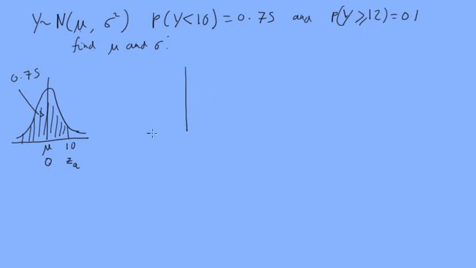Now, I'm going to redo that because it's rubbish. Again, we've got mu here, and this is if it's 0, and this is our value of 12. So it tells us that for greater than 12, the value is 0.1. So for less than 12, this value here must be equal to 0.90. So this is ZB.